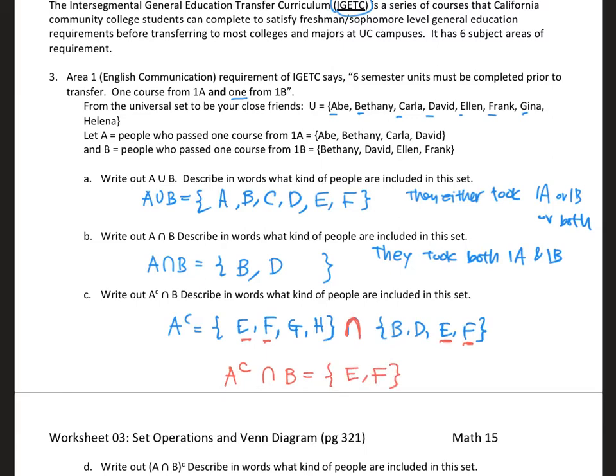If you have something slightly more complicated, maybe it's easier if I just write out the first set and the second set separately and basically stare at them and see who they have in common. That's going to be the intersection. So who are these people? They didn't take 1A, but they took 1B.